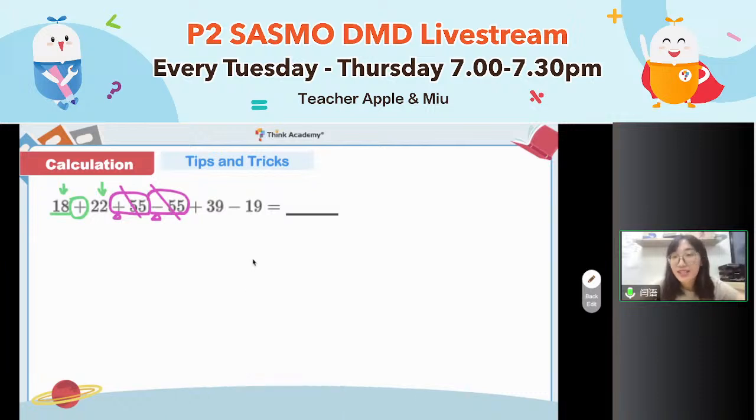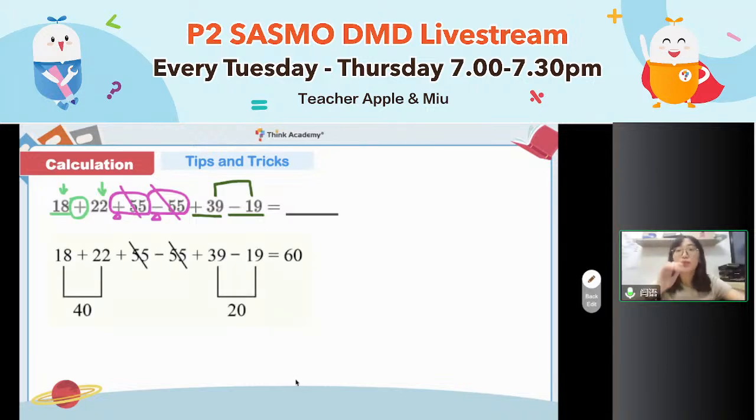Move on to the subtraction. We have a 39 plus 39, and then you minus 19. Okay, 39 minus 19, what can you get? You can get 20, right? So now you see, this is the working.